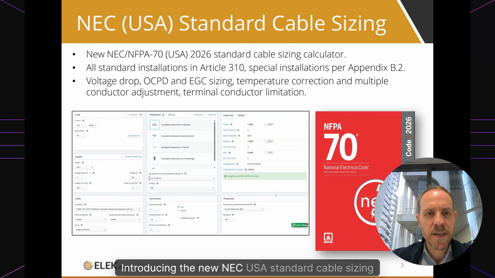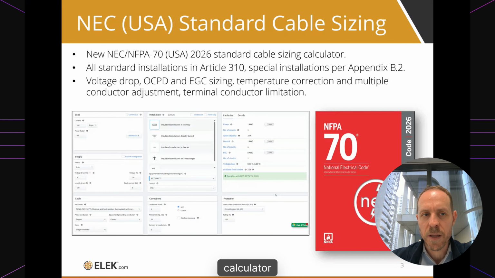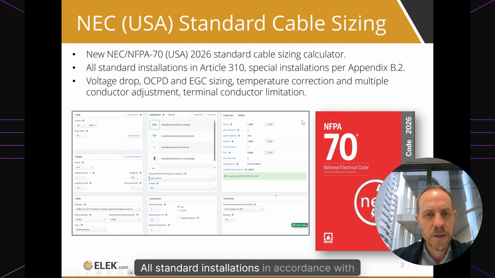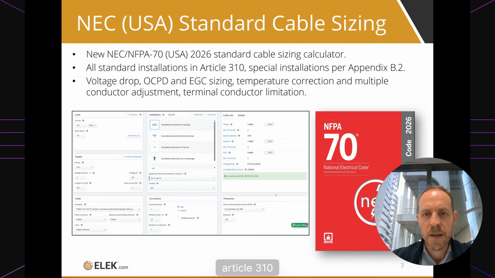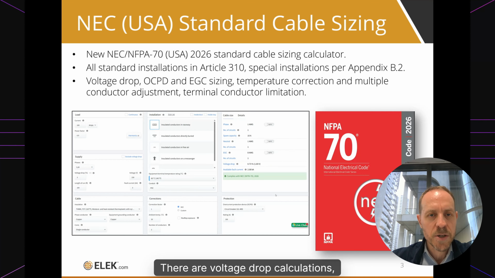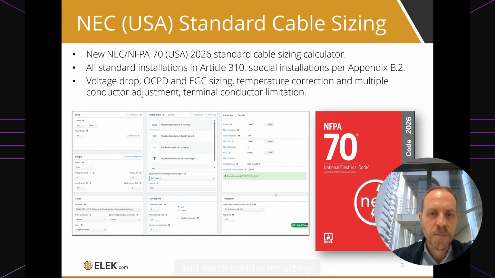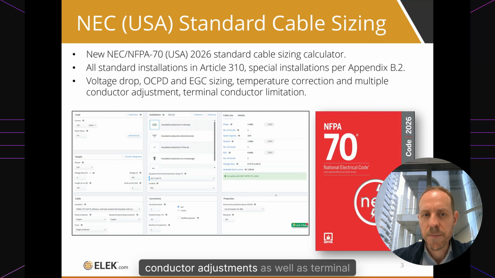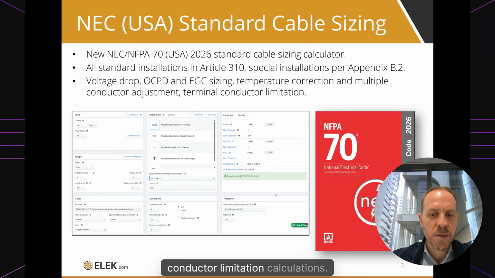Introducing the new NEC USA standard cable sizing calculator that fully complies with NFPA 70, the 2026 edition of that standard. All standard installations in accordance with Article 310 and special installations as per Appendix B.2 are covered. There are voltage drop calculations, overcurrent protected device, and earth conductor sizing. There are also temperature correction and multiple conductor adjustments, as well as terminal conductor limitation calculations.